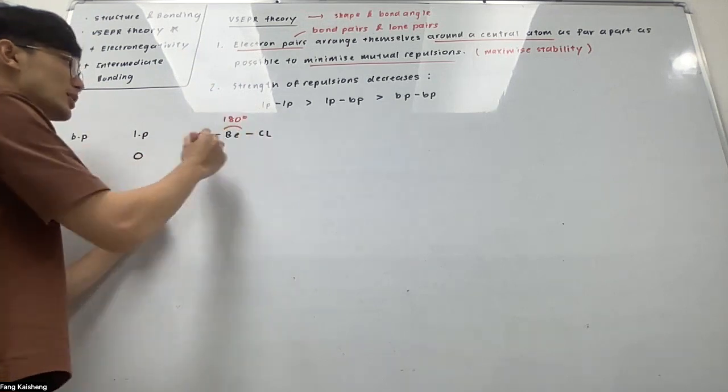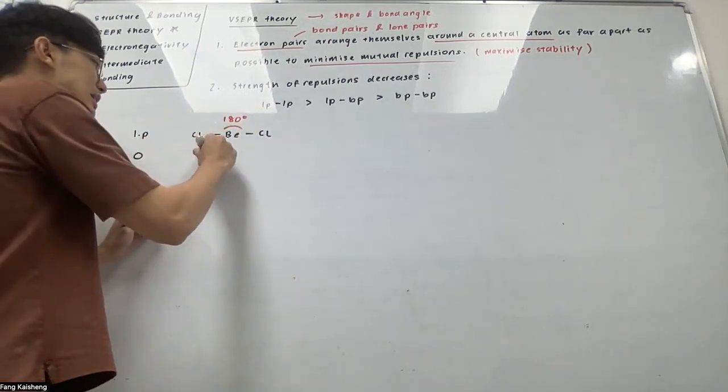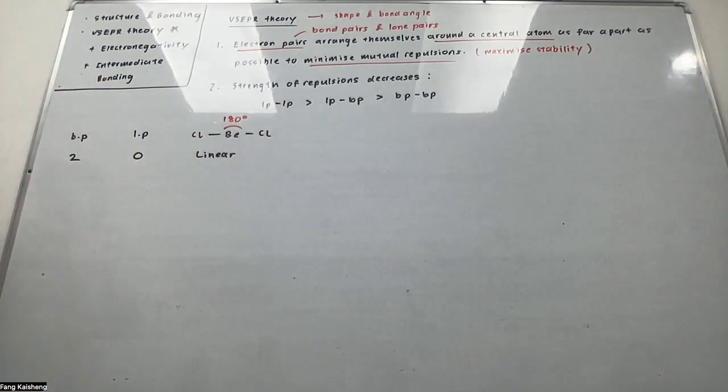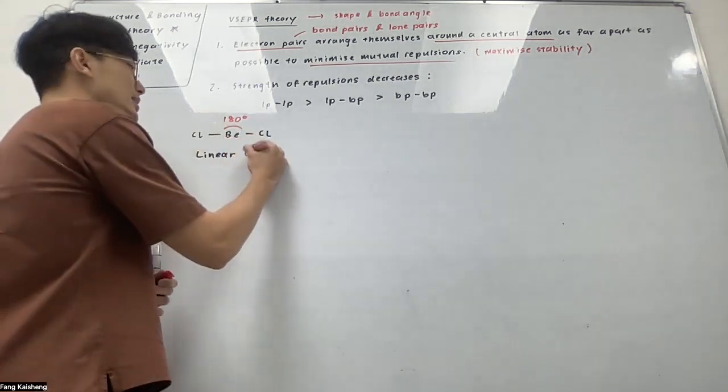180 degrees. Okay, so this is not very easy. It's just called linear. I'm sure you know what is called linear. It's a straight line. And guys, I need you all to also include something else. This is a 2D shape.